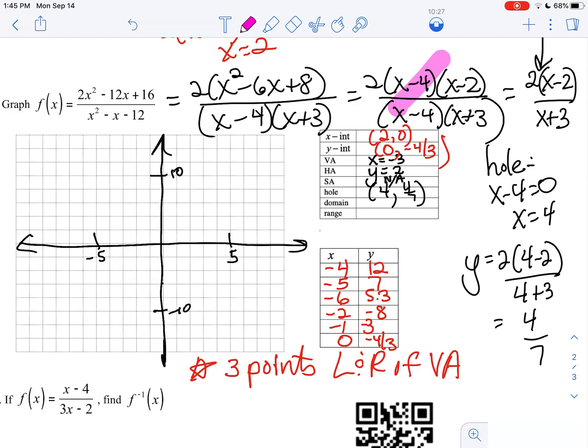So let me plot. I always start with my vertical and horizontal asymptote and the hole in the graph. Now be careful, since it's y equals 2 and my y-axis is going by 2s, it's the first tick on the y-axis. All right, and then I had a hole at 4 and 4/7, so you are going to eyeball that. Then I have 0, -4/3, -1, -3. So you got to remember, oops, that's not a hole. You're going by 2s there. -2, -8.